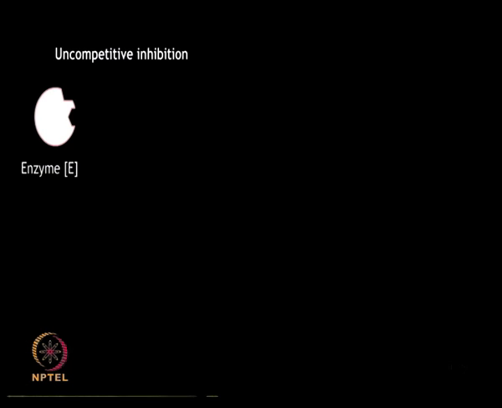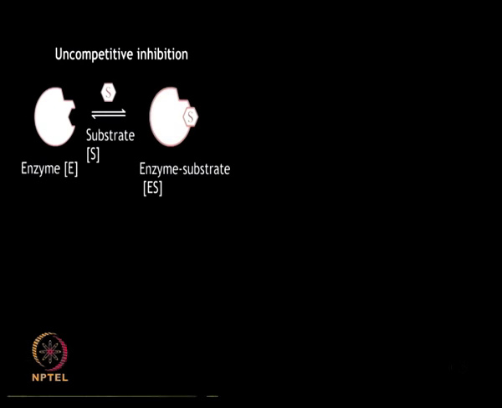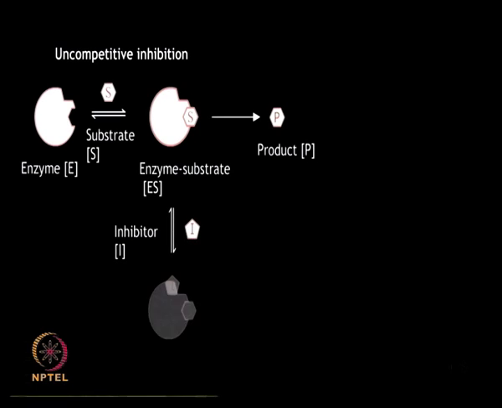In case of uncompetitive inhibition, the substrate and inhibitor both have different binding sites on the enzyme. Binding of inhibitor to the enzyme substrate complex prevents any further reaction and no product formation is observed. Both the Km and Vmax are found to decrease with this type of inhibition.